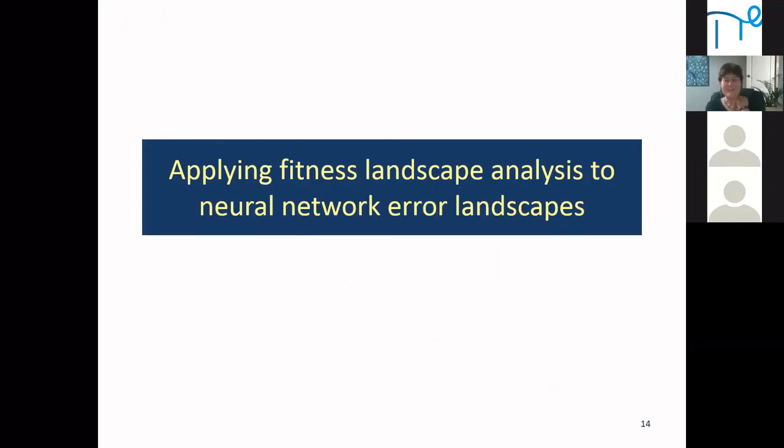Right. Any questions at this stage? Or can I go on to how we apply these techniques to neural networks now?